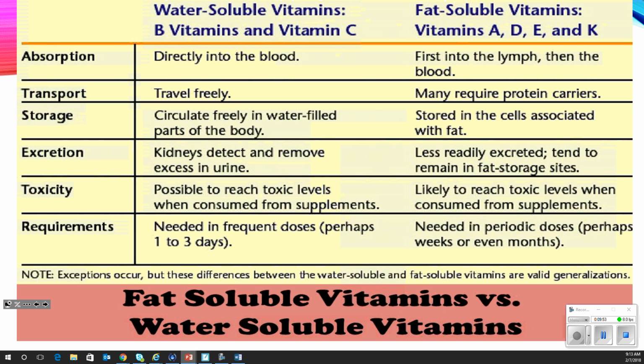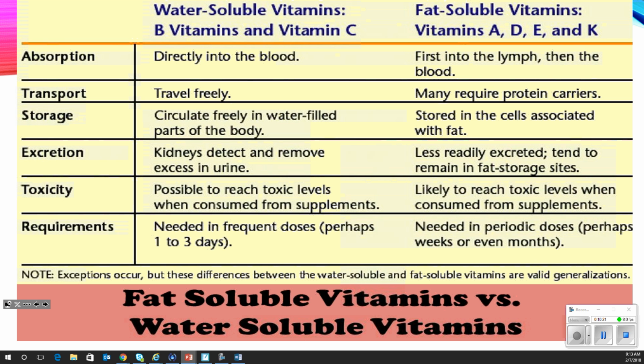Okay, so let's look at water-soluble and fat-soluble vitamins. What about each of them? So the absorption: water soluble, they go right into the blood. For fat soluble, they first have to go into the lymph and then to the blood. So they have to be integrated. Water soluble, they travel freely through the body, but fat soluble require protein carriers.